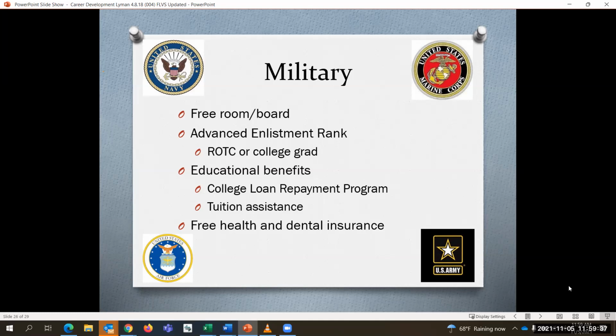And finally, there's military. So obviously there's a lot of room in the military to gain a lot of skills. And one of the great advantages of the military is they also have educational benefits. They have programs where they can help with tuition assistance. There's your free healthcare, dental, oftentimes it's free room and board. So the military is a great opportunity for you guys to learn some skills, especially if you're just not sure what you want to do. You want to serve your country. You want to learn some new skills. This is an amazing opportunity, and you can always reach out to a recruiter in your area.